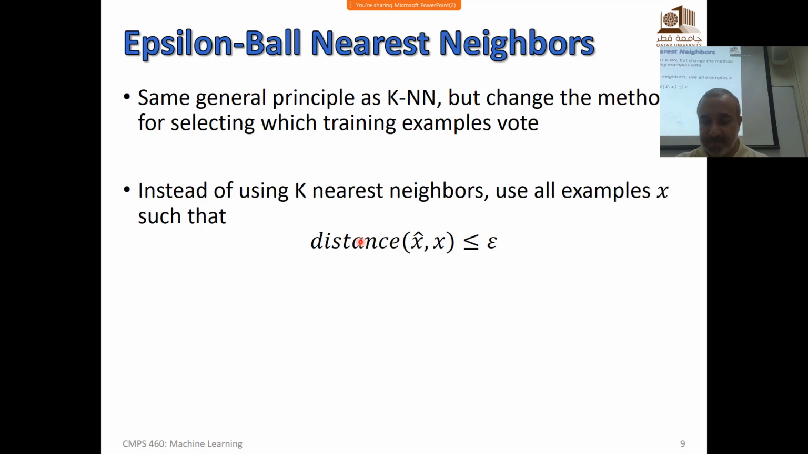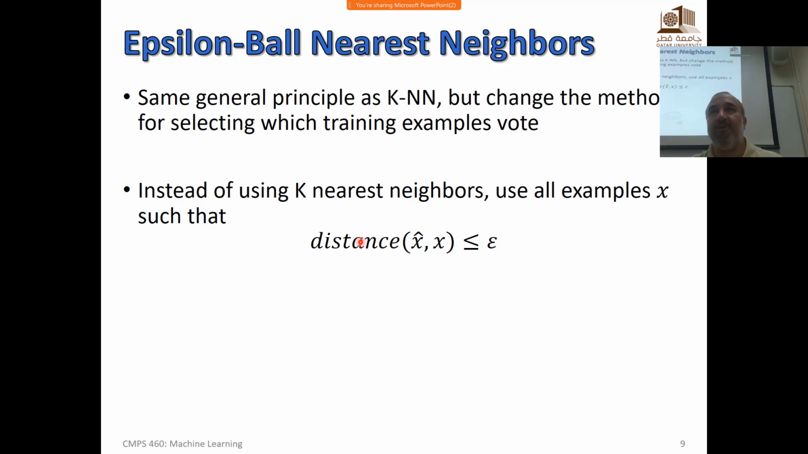Another variation, which is not called kNN anymore, is called epsilon ball nearest neighbors. What is that? Instead of using the k closest points, we determine in advance a specific region surrounding the test point, and look at all the points within that region.